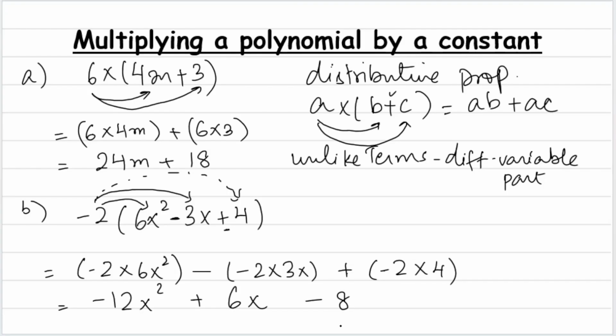Can I simplify it further? No, I cannot, because this is an x square term, this is an x term, and this is a constant. They all are unlike terms. They have a different variable part. Here the variable is x square, here the variable is x, and this is just a constant term. I cannot simplify them further.